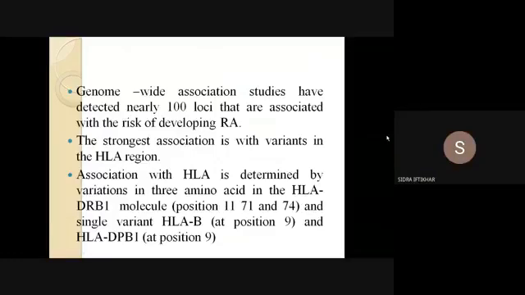Genome-wide association studies have detected nearly 100 loci that are associated with the risk of developing rheumatoid arthritis. The strongest association is with variants in the HLA region. Association with HLA is determined by variations in 3 amino acids: HLA-DRB1 molecule, positions 11, 71, and 74, a single variant in HLA-B at position 9, and HLA-DPB1 at position 9. Then next.